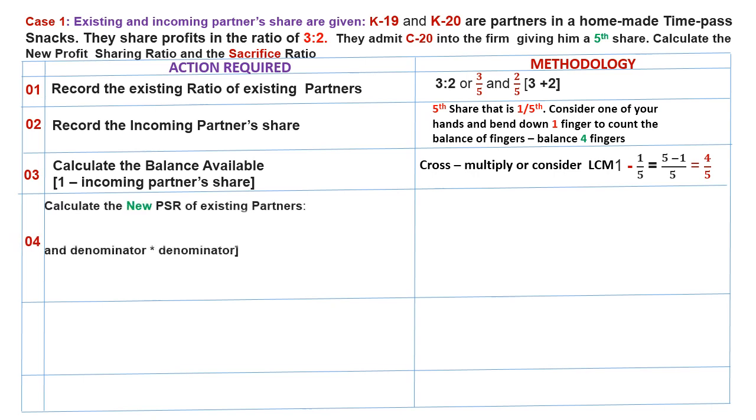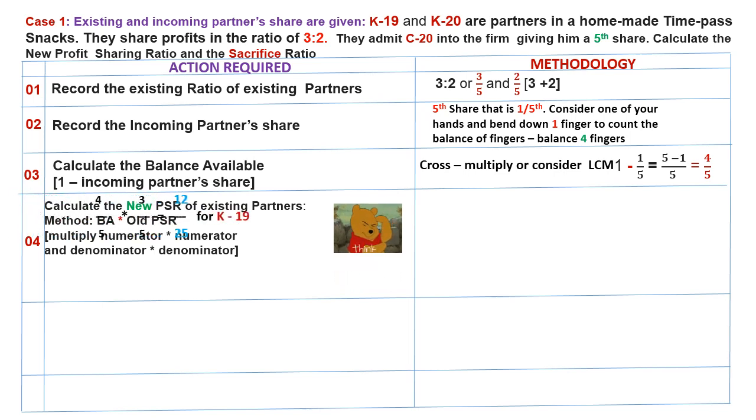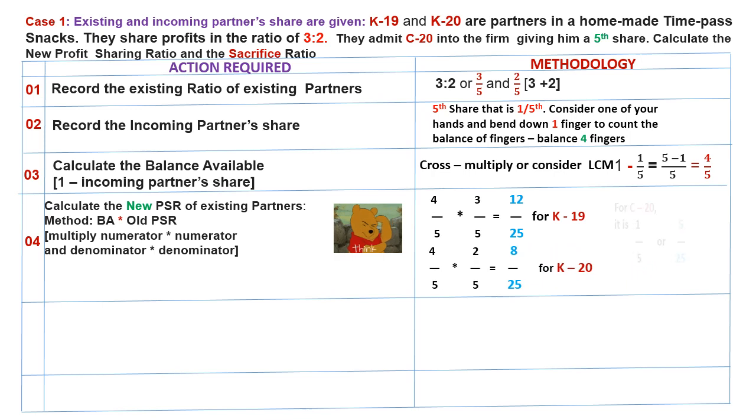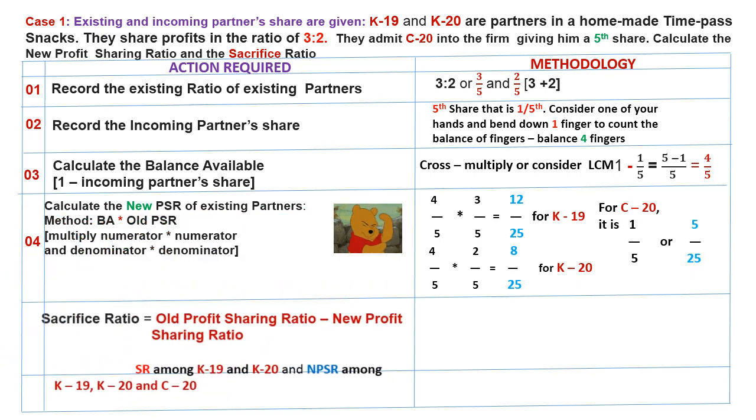Then calculate the new profit sharing ratio of the existing partners. The formula is balance available into old profit sharing ratio. I'll make it very clear. Using this technique, for K19, it is 4 by 5 into 3 by 5, 12 by 25. For K20, it is 4 by 5 into 2 by 5, nothing but 8 by 25. For C20, 1 by 5, or nothing but 5 over 25.